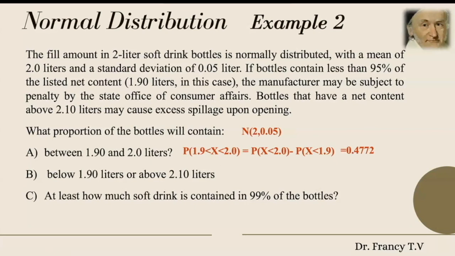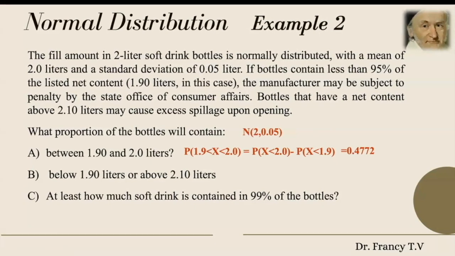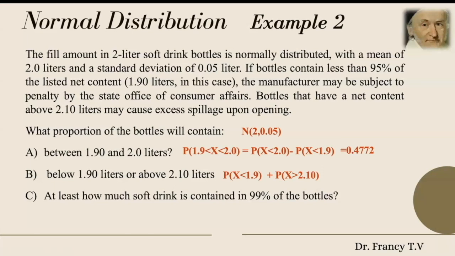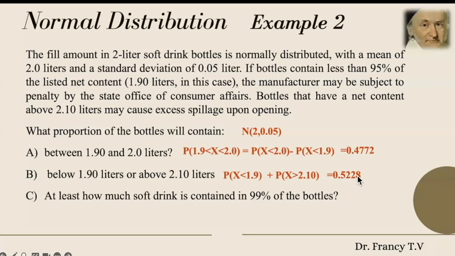Second one is below 1.90 liters or above 2.1 liters. That means probability x less than 1.9 plus probability x greater than 2.1. Probability x greater than 2.1 can be calculated as 1 minus probability x less than 2.1. You can use your Excel function. Using that Excel function, you will get the final answer as equal to 0.5228.